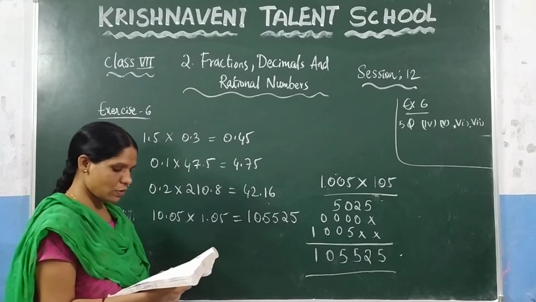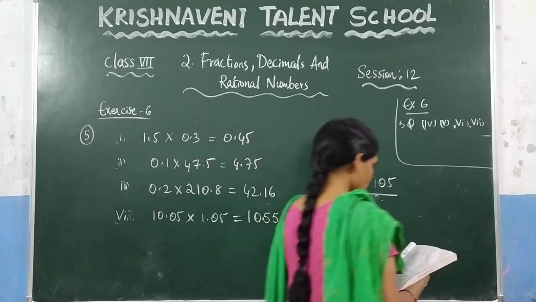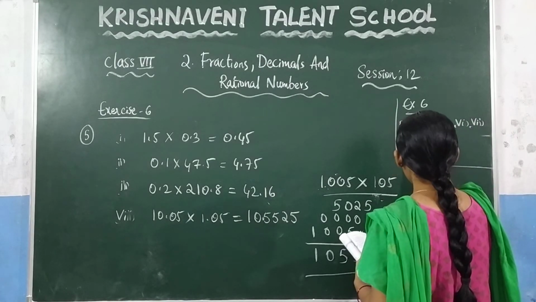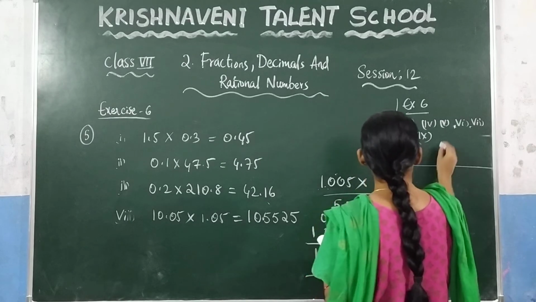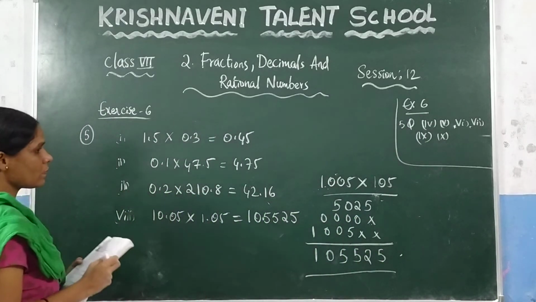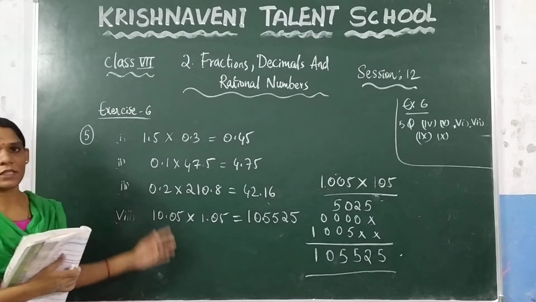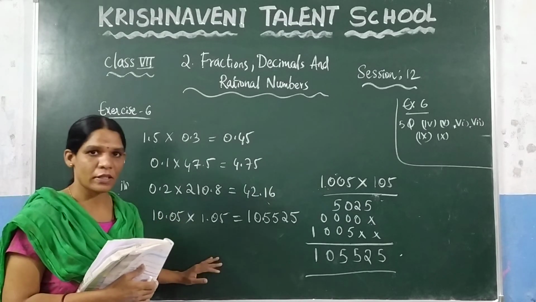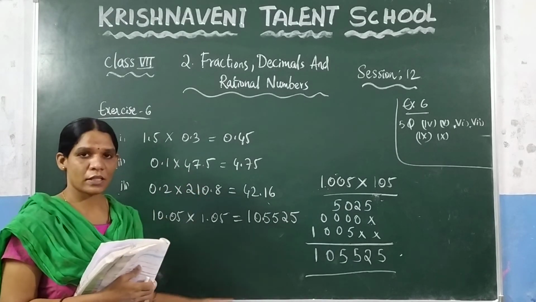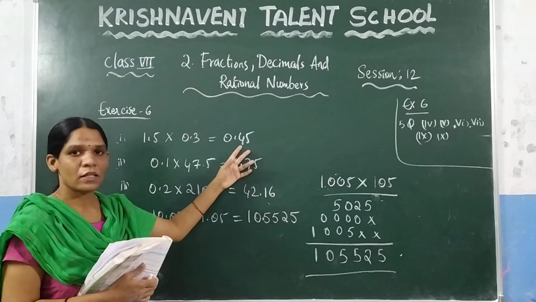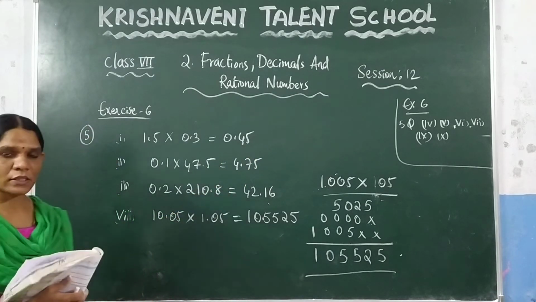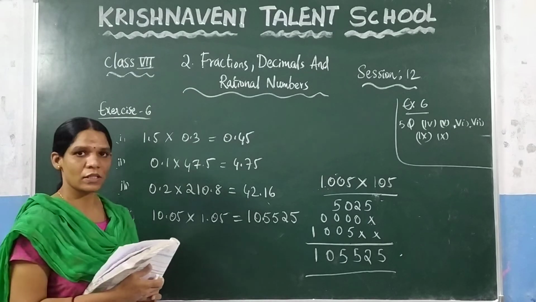Now see the 10th question. This one you can do as homework, and the 9th question you can do as homework, and the 10th question also you can do. Like this you need to make the product of the two decimal numbers. How do you do? Just leave the decimal point and find the product of the given numbers, and after that, count how many numbers are there after the decimal point, and starting from the right, that many numbers you need to go. Before that you need to keep the decimal point. Like that you need to make the product of the given decimal numbers.